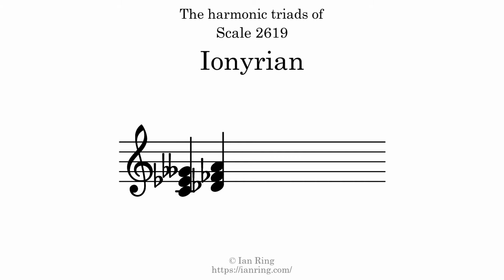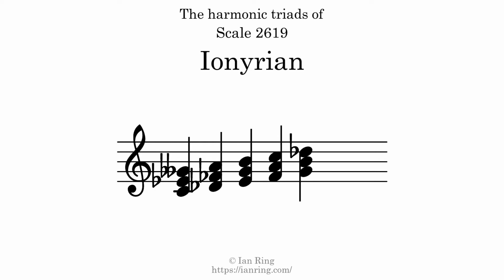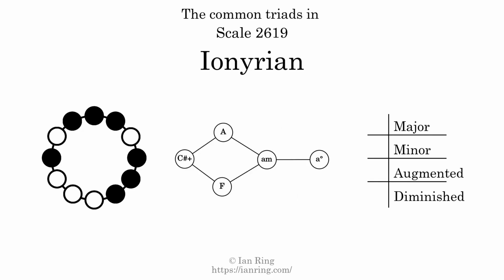Unnamed, unnamed, unnamed, unnamed, unnamed, diminished, unnamed. Here are the common triads present in this scale. The diagram in the center is a graph of parsimonious voice leading between triads. There are 2 major triads. There is one minor triad. There is one augmented triad. There is one diminished triad. Here is a Hamiltonian path of parsimonious voice leading that uses all the triads.